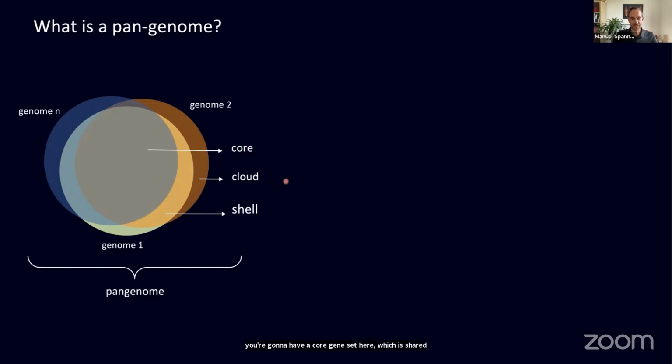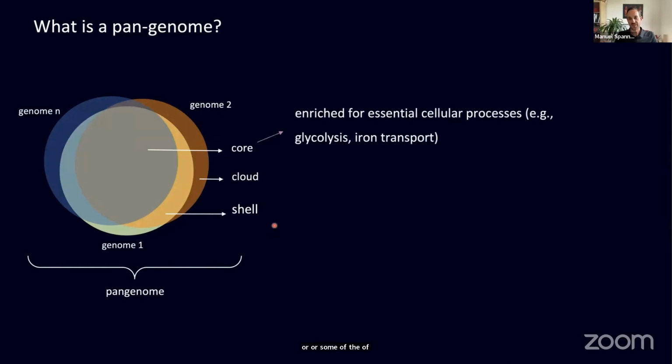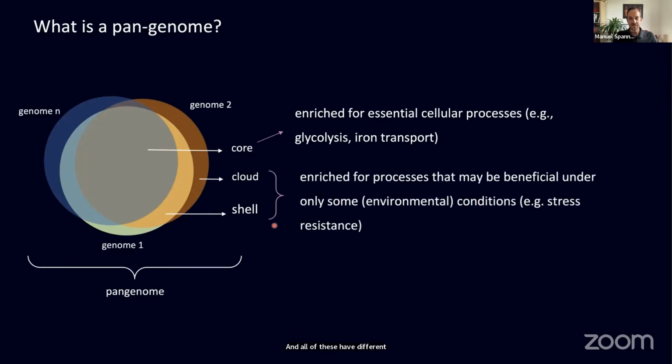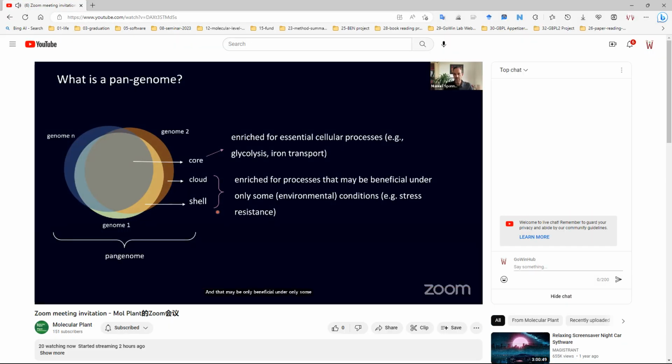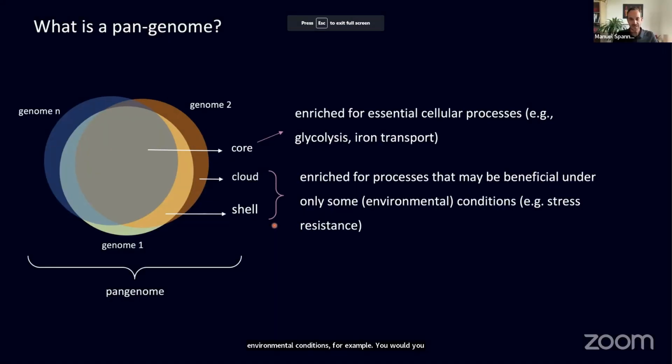You're going to have a cloud, which is exclusive to one or more of the genomes. And then you have a shell, which is shared by only a few or some of the genomes here. And all of these have different properties. So the core genome is usually enriched for essential cellular processes, whereas the cloud and shell are usually enriched for processes that may be beneficial only under some environmental conditions. For example, you would see stress resistance genes in some cases amongst these, and these are of course very interesting for crop improvement.